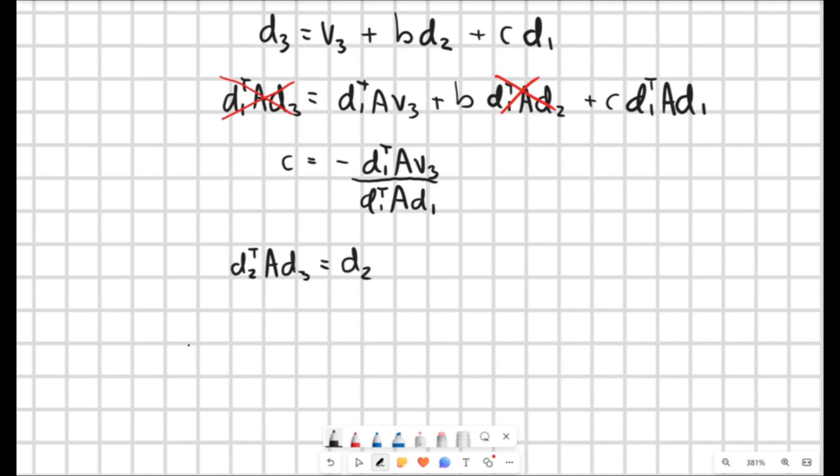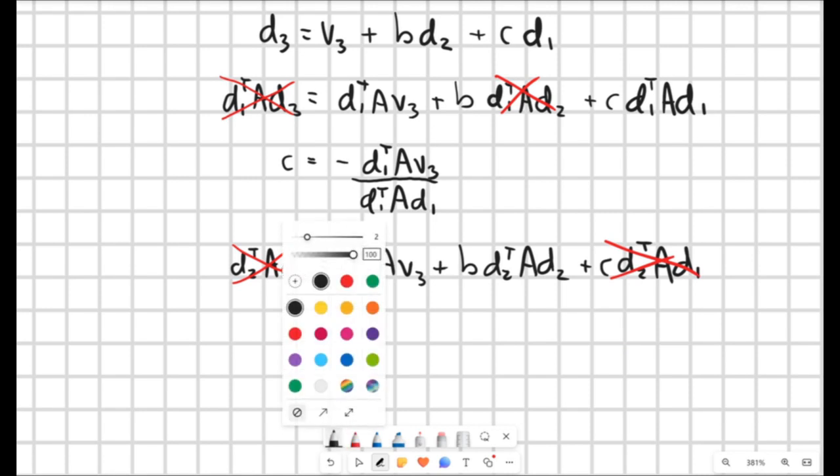So I'll write everything out. D2 transposed A V3, constant D2 transposed A D2, constant, which we've already found, but I'll just write it as a C for now, as a D2 transposed A D1. We enforce our A orthogonality. That means we can get rid of this thing. Again, we've already chosen our D2s and D1s to be A orthogonal, so this term disappears as well.